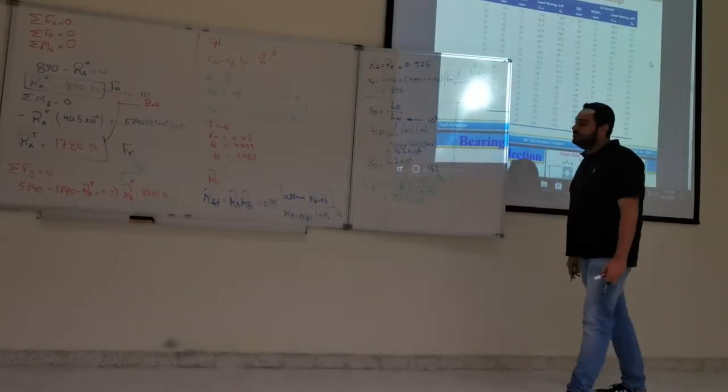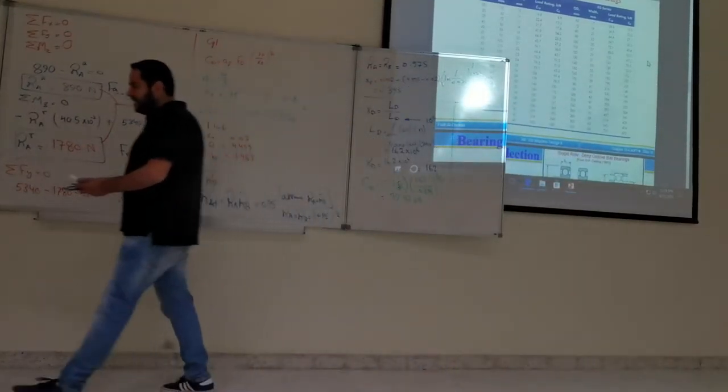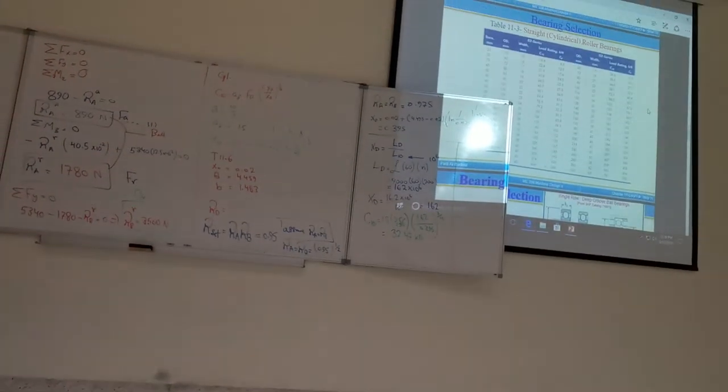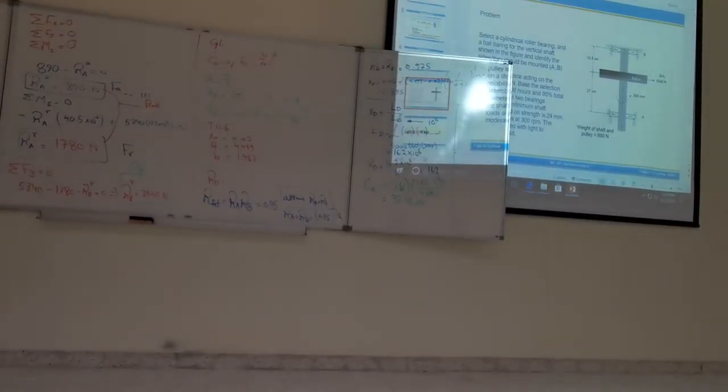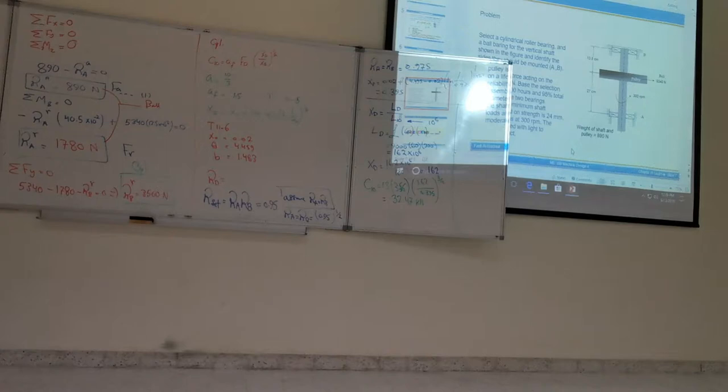One thing you remember from the statement, keep it in mind. In the statement he mentioned the minimum shaft diameter based on strength is 24 millimeters. So it means the inner ring bore, which is the diameter of the inner ring, minimum is 24. So I cannot pick a bearing that is 20 millimeter bore, or smaller than 24. Must be 24 and greater.